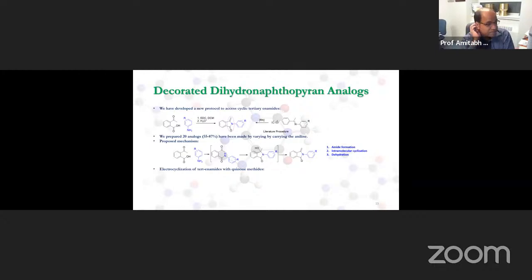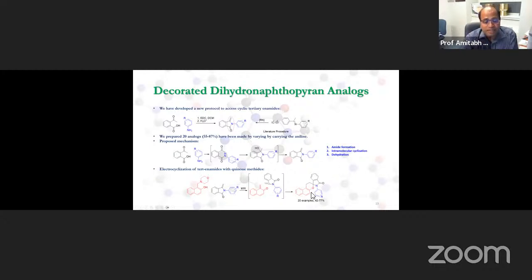And then finally, we used these tertiary enamides and reacted them with quinone methides to do an electrocyclization. And to our amusement, we were actually able to obtain such products. This time we reacted Mannich bases with cyclic tertiary enamide in a microwave reactor, and the corresponding cyclized products were obtained. What happened here is that deamination happened, and the Mannich base got transformed into quinone methide, and this quinone methide did electrocyclization with the double bond of the tertiary enamide to produce this product.